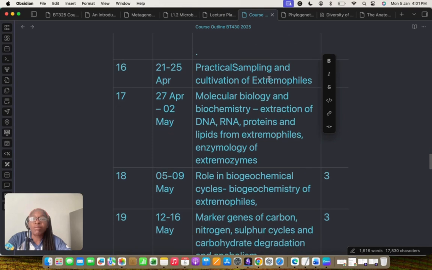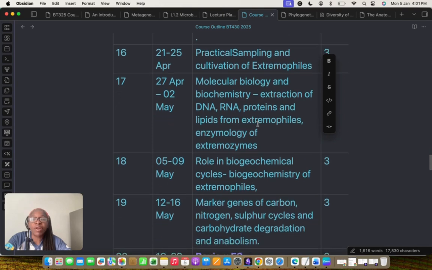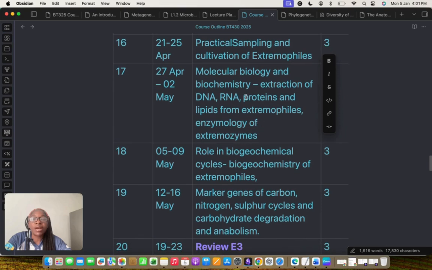Then we also look at how we sample for these organisms, how do we get them in the environment. And here we look at how we extract the DNA. So before we talked about DNA extraction, just general, but when you're trying to extract it from these organisms, usually the samples are contaminated with things that impede PCR and other downstream processes. So you have to have special techniques to extract DNA from these organisms so that you can use it for other purposes.